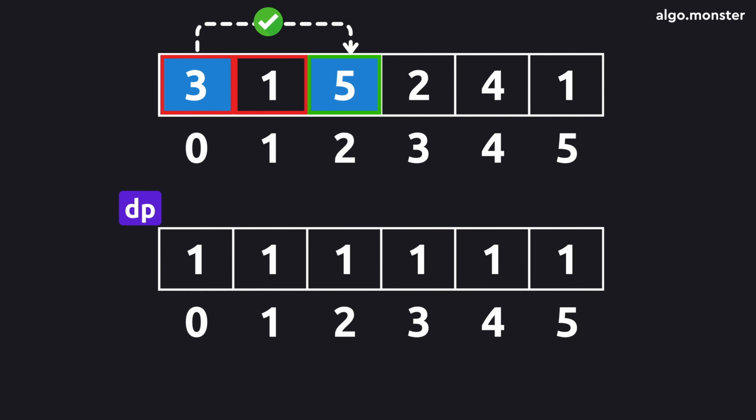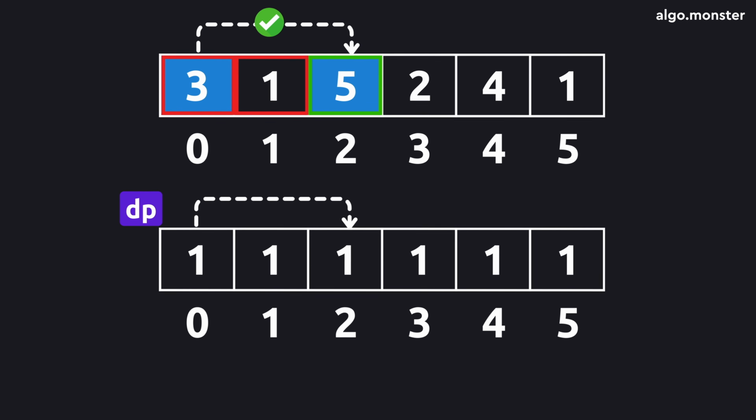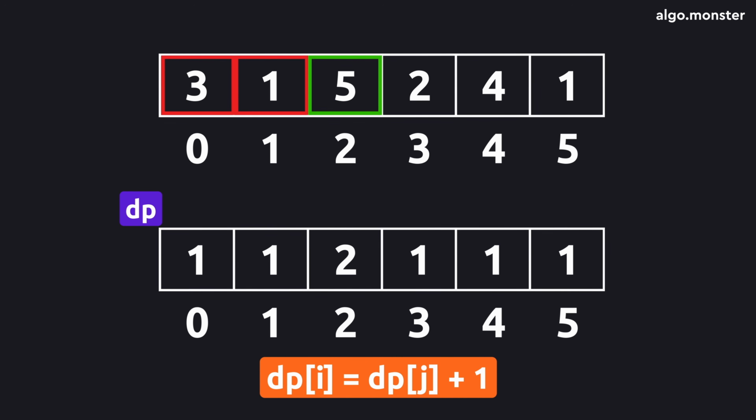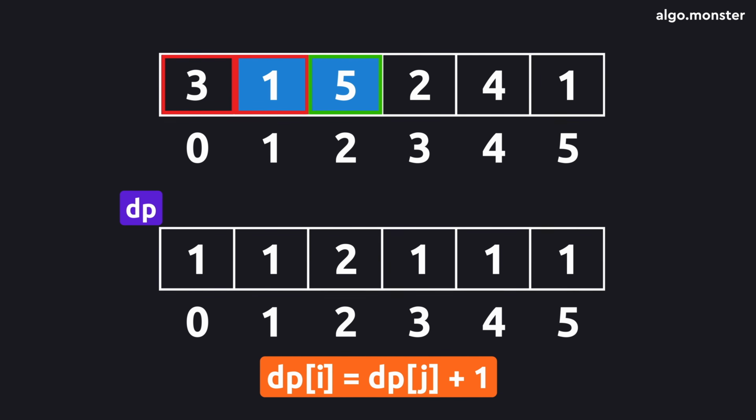How do we compute the new length at this element? We take the best length for that previous element from DP, since that's the end of the subsequence, and add 1, because we're adding 1 more element to the subsequence, 5 in this case. We get this formula, but we can't stop yet, because we have a second candidate subsequence that we can extend with 5, and we must check it too because it might turn out longer.